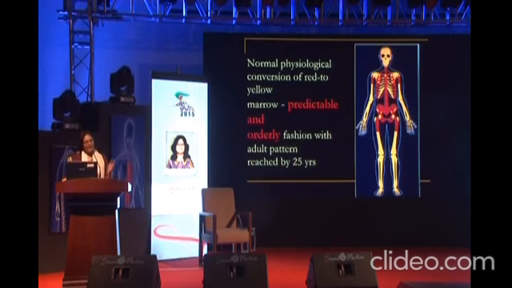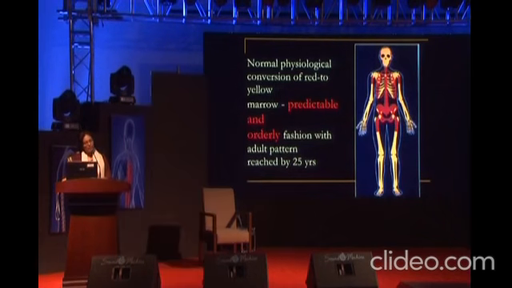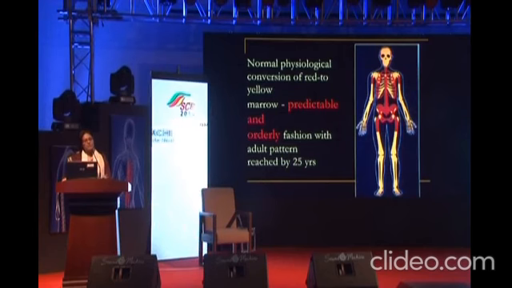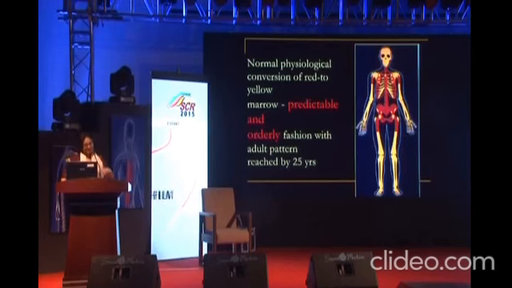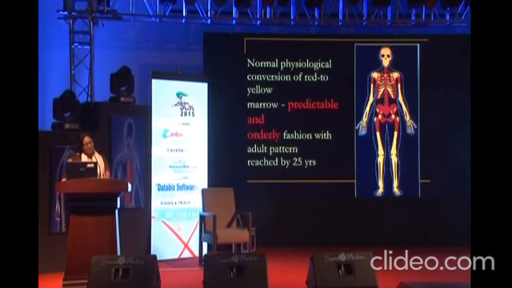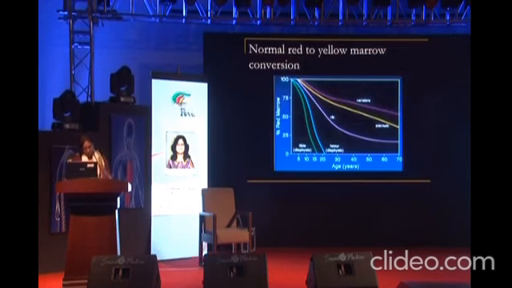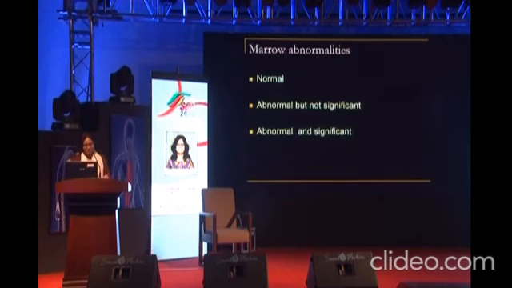If we look at the pattern of marrow, at birth, the entire body, all the bones, have red marrow. Then as the child grows up, the red marrow gets converted to yellow marrow. And luckily for us, it happens in a very predictable and uniform fashion, first in the distal part of the body and then in the axial skeleton. At around 20 to 25 years of age, the adult pattern is reached and only the central skeleton, the axial skeleton, still has red marrow. So the spine, even at an older age, would have a large proportion of red marrow compared to the peripheral bones.